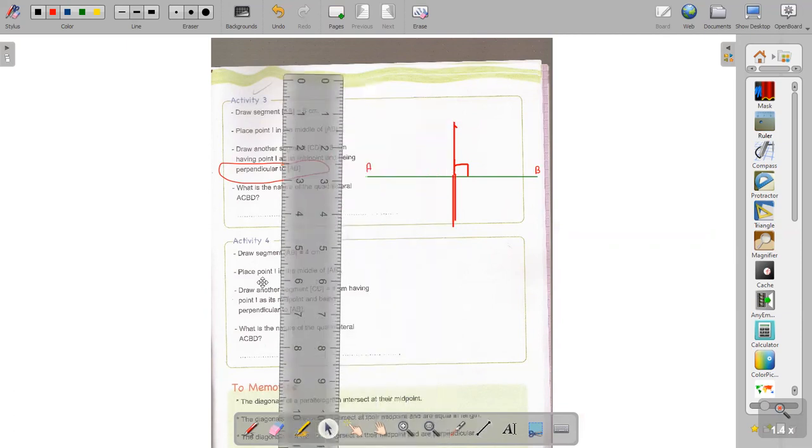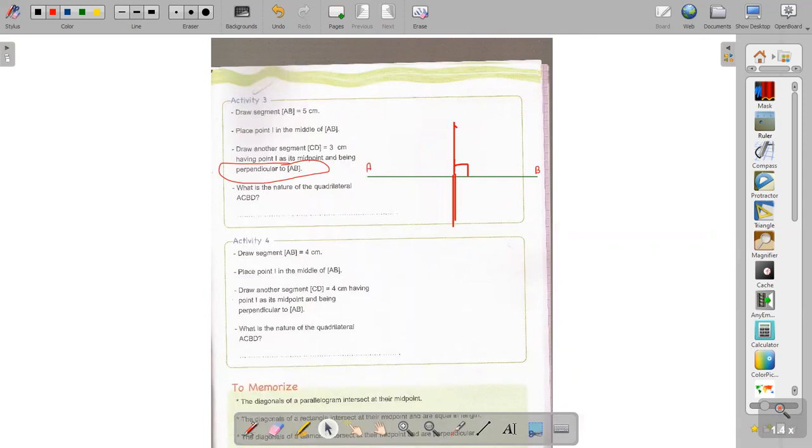Okay. Now, I will join the points together. So A, B, and here it's C, and here it's D. Point I is in the middle. It's the midpoint. I will join the 4 points together now. A with C, B with D, C with B, and A with D. Look at the quadrilateral ACBD.